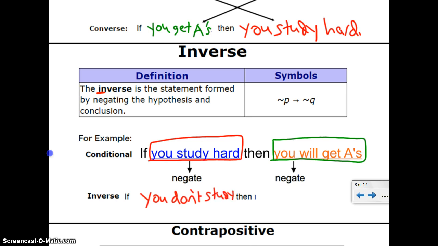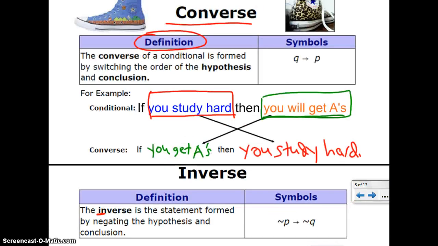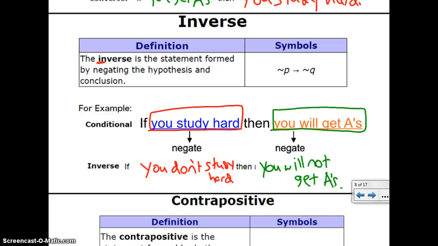study hard, then, and what would be the negative or the opposite of getting A's? Well, not getting A's. Then you won't, oh, actually we'll go exactly directly. So you will not get A's. So remember, for inverse, you're just negating both pieces. So for converse, you're just switching them. For inverse, you're negating each piece.